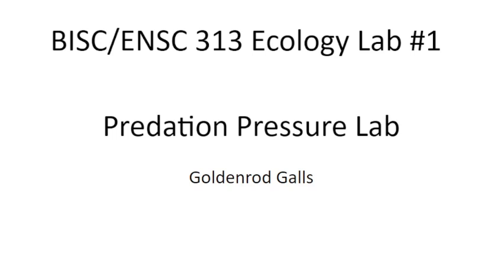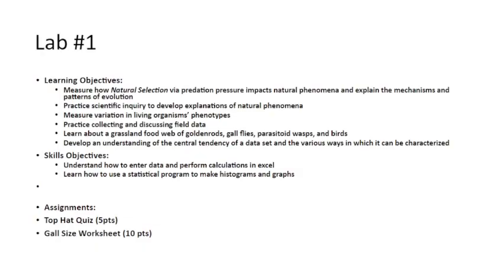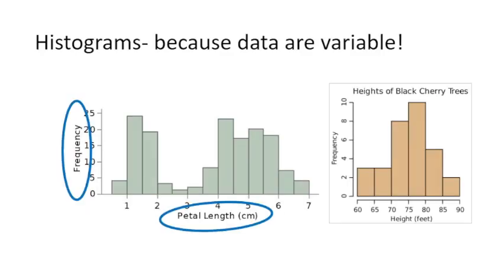This lab will be focusing on predator pressures, specifically how natural selection via predator pressures impacts natural phenomena and explains the mechanisms and patterns behind evolution. For this specific lab, we will be focusing on gallflies and how they make galls in goldenrods, and how parasitoid wasps and birds predate on these gallflies. But first, we will be looking at some histograms.